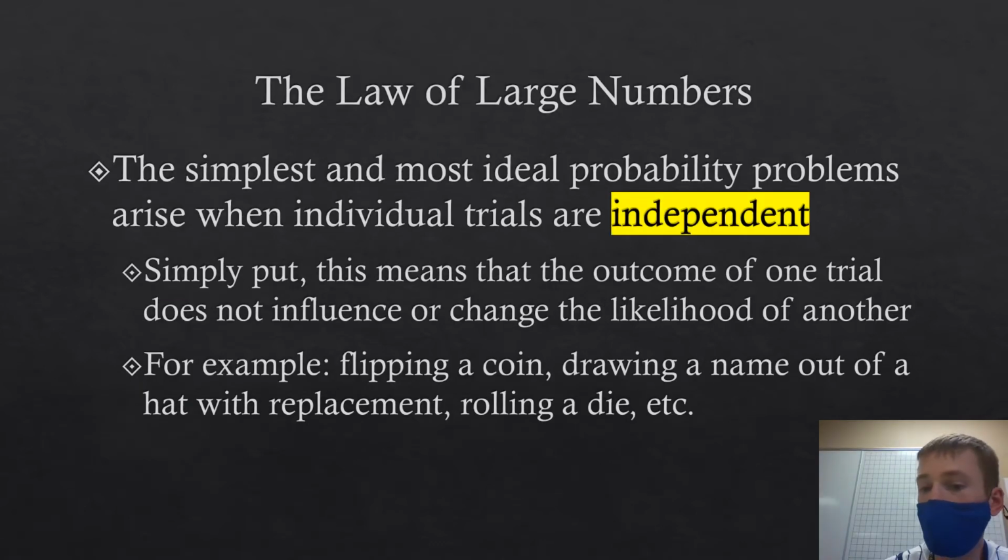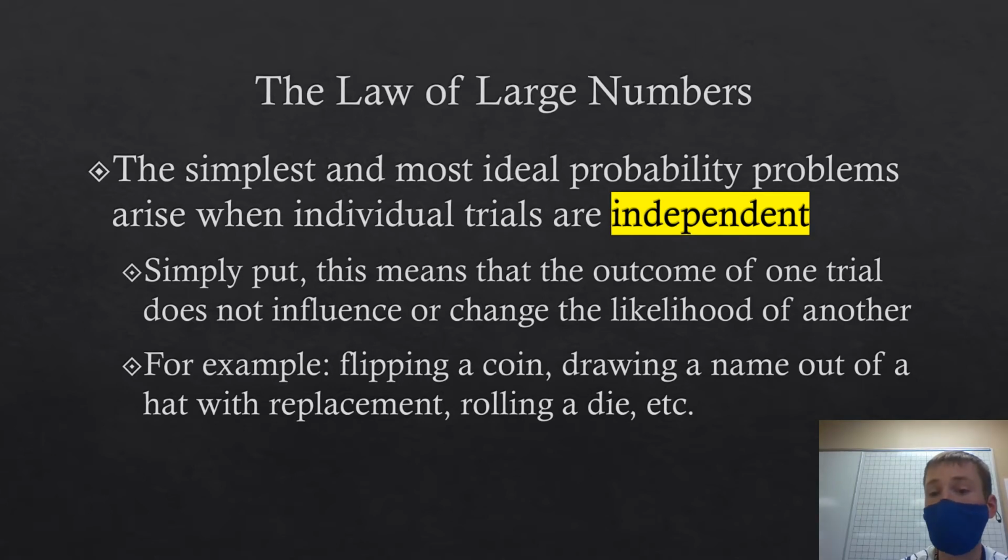So in order to understand the basics of probability, we first have to understand the concept of the law of large numbers. And to begin with, we're going to talk about probabilities where the events are considered independent. So basically what that means is that if we have one trial of an event, it will not influence the outcome of another trial. So some examples here, if we flip a coin, what happens on the first flip will not necessarily influence what happens on the second flip.